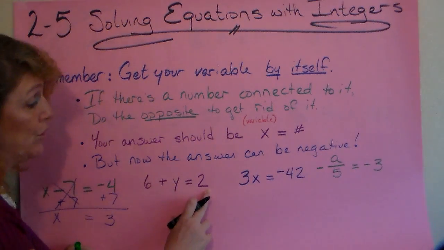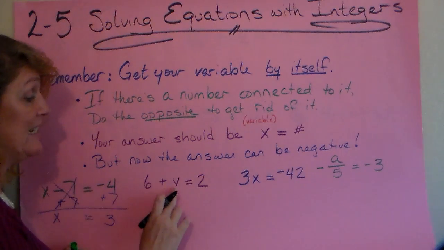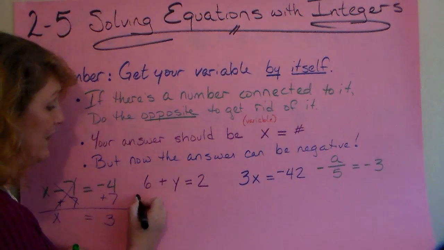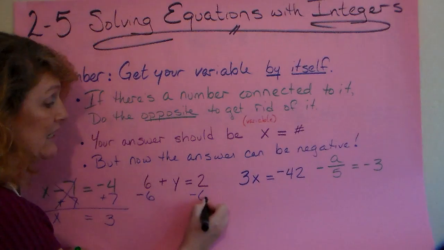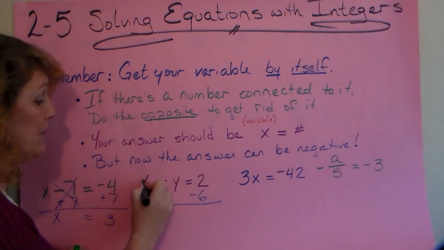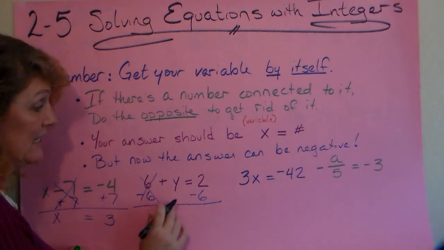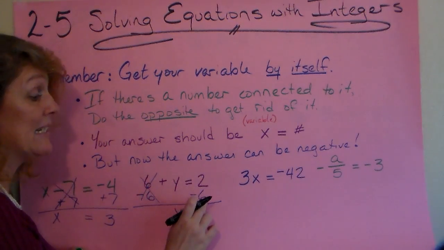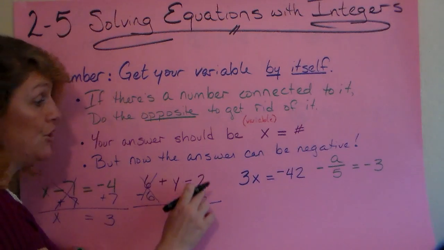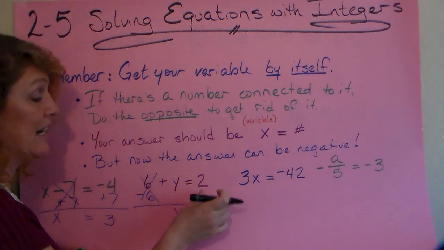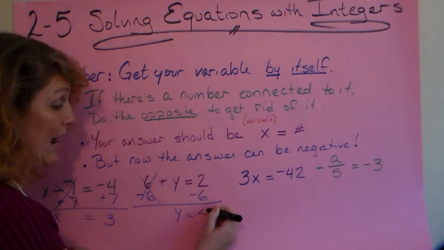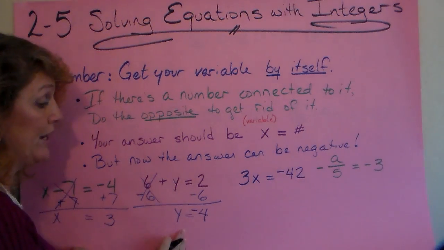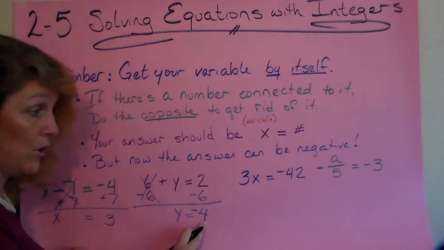6 plus y equals 2. So I have a 6 added to my variable. I'm going to get rid of it by subtracting 6 from both sides. I'm going to do the opposite. So that gets rid of my 6, and now I bring down my y equals, and I have 2 minus 6. 2 minus 6, these signs are different, so I subtract, and the biggest one wins. So my y equals negative 4.